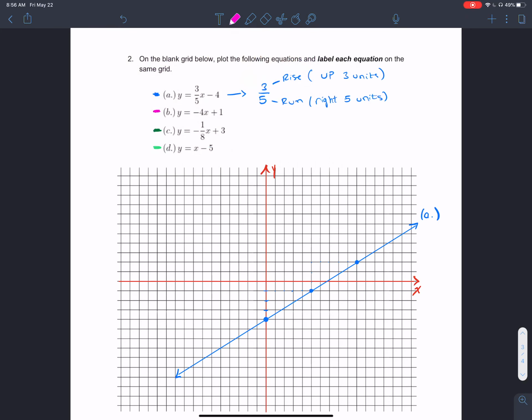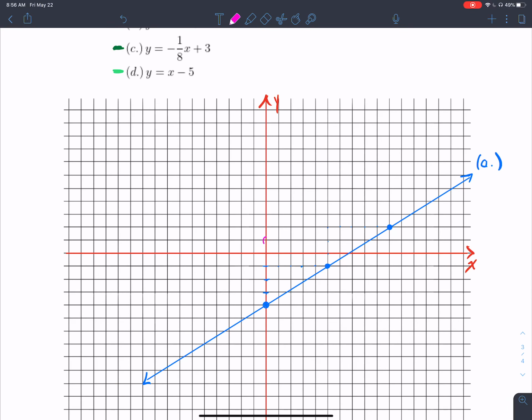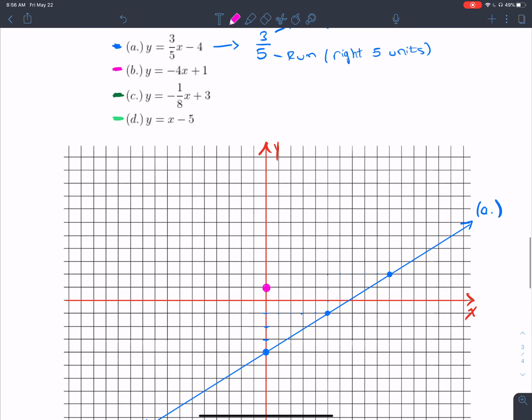So what's B? Well, again, let's start with that y-intercept, right? Because we have a positive 1. Let's plot that. Positive 1.